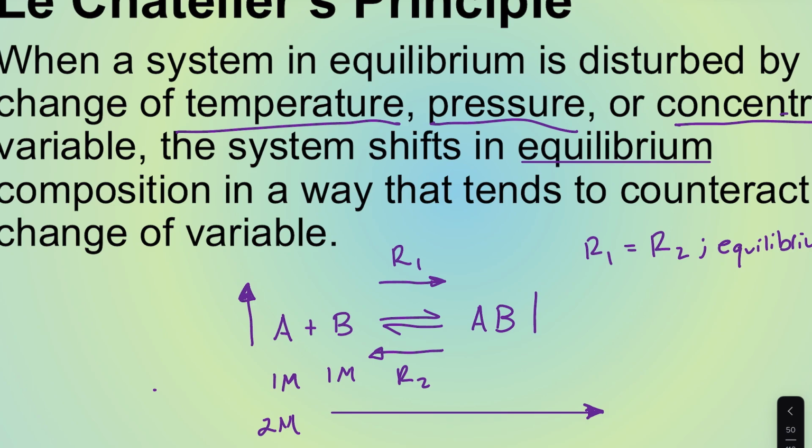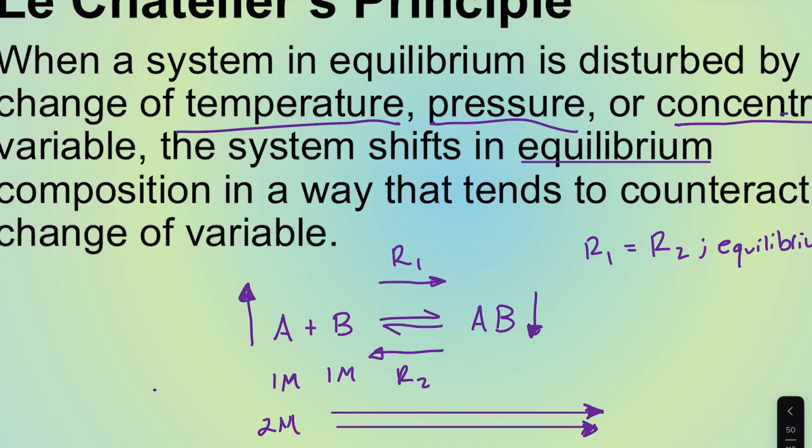If you decrease the amount of products that you have, there will be more products being made because you are now removing the product and it is no longer at equilibrium.